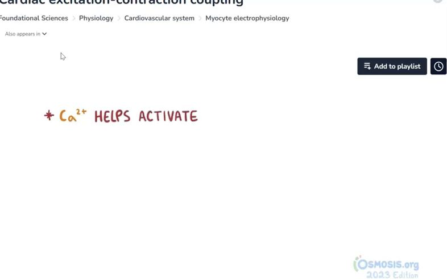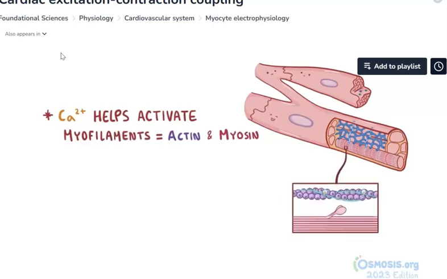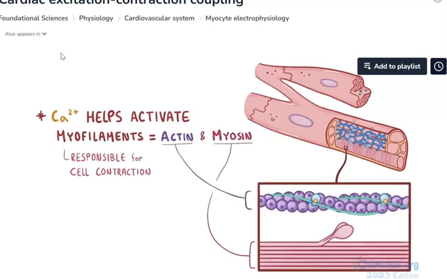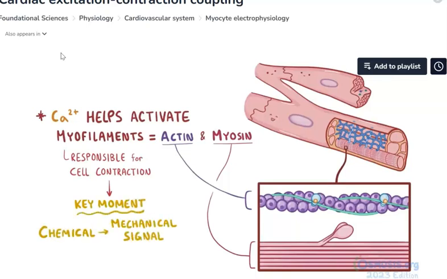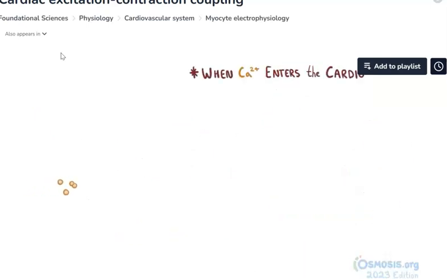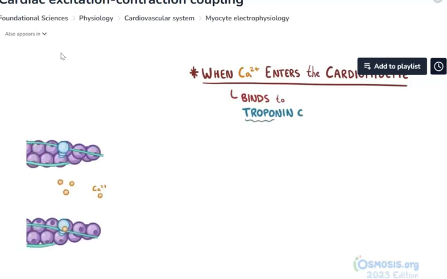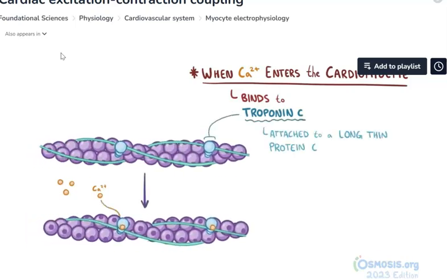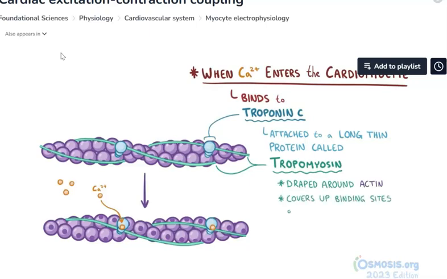The calcium helps activate two contractile proteins, actin and myosin, which are called myofilaments, and are ultimately responsible for cell contraction. And that's the key moment when the chemical signal is converted into a mechanical signal. When calcium ions enter the cardiomyocyte, they bind to troponin C, which is attached to a long thin protein called tropomyosin. Tropomyosin is draped around yet another protein filament called actin, where it covers up binding sites, so that the actin can't be bound by myosin heads which are lurking nearby. This is kind of like a protective parent that doesn't want their child to go out on a date.